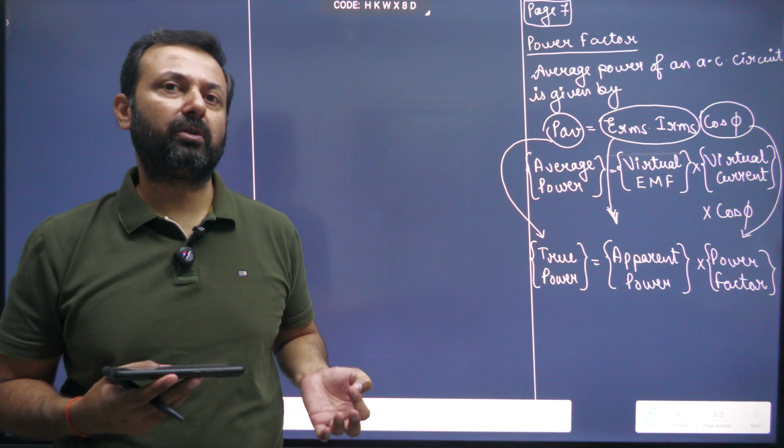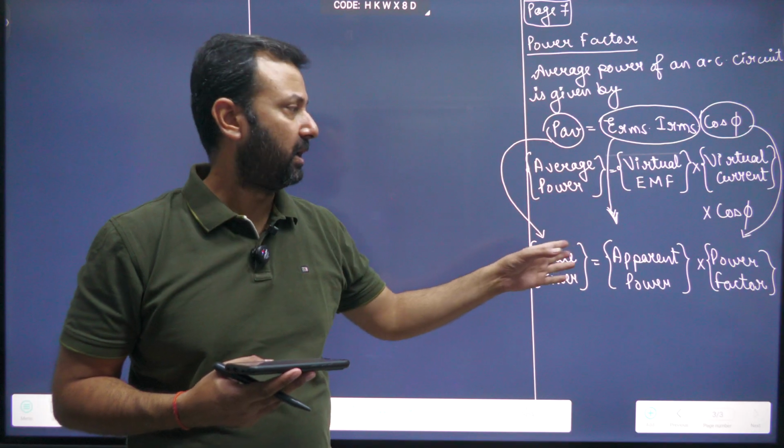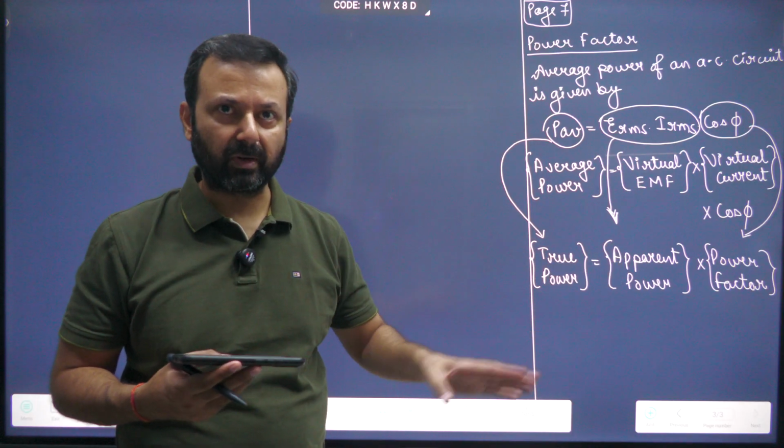the value of R and Z are not given. Sometimes they give us the value of true power and apparent power, so we can calculate this power factor, R upon Z.